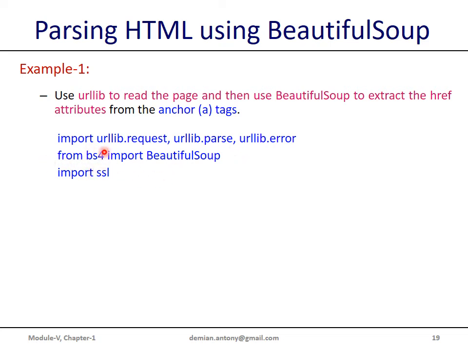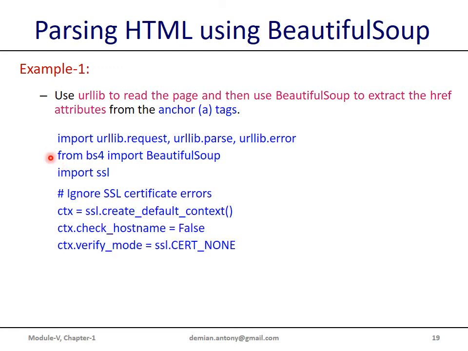Let us say we have kept this library in a folder within the working directory. Then you have to write from the folder bs4 import the library bs4. Then we have to use the secure socket layer library, ssl. This is required as BeautifulSoup uses this library for secure communication purposes.